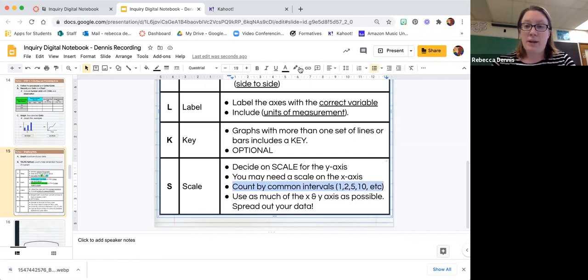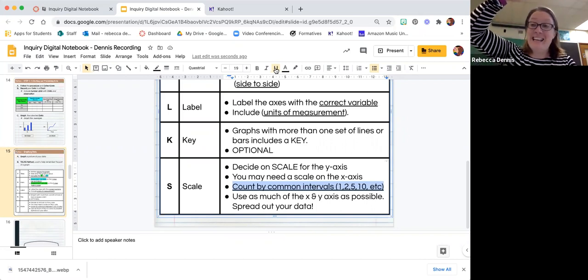So I'm going to underline that one. That's really important. So it might go 2, 4, 6, 8, 10, or it might go 5, 10, 15, 20, 25, 30, or 10, 20, 30, 40, or 1, 2, 3, 4. But we aren't going to skip around. You're not going to go 1, 2, 4, 8, 10, 50. You're not going to skip all over.